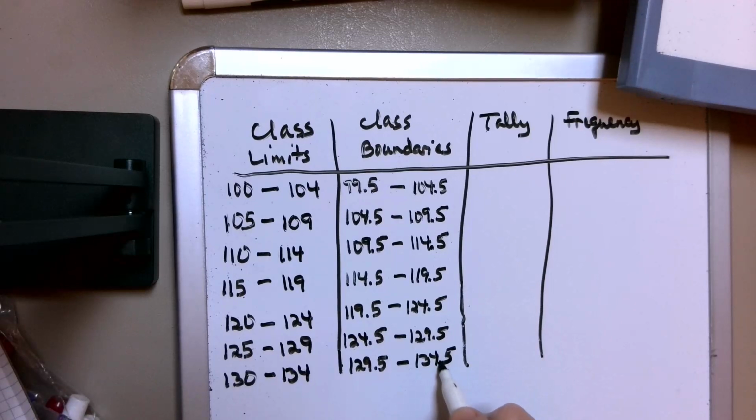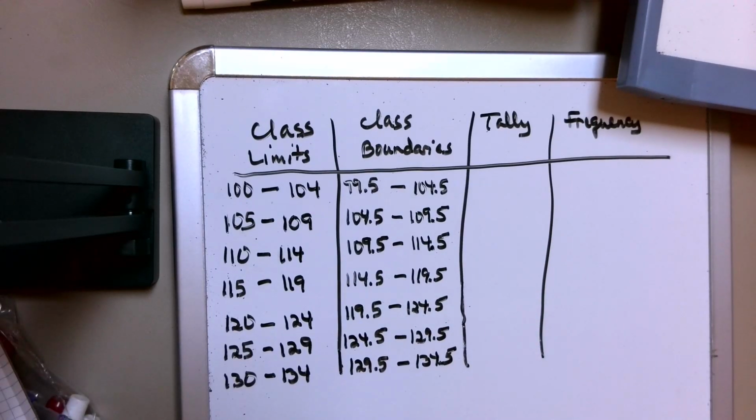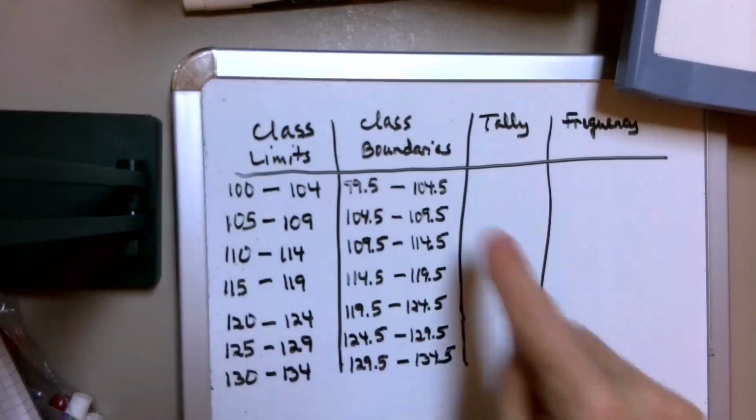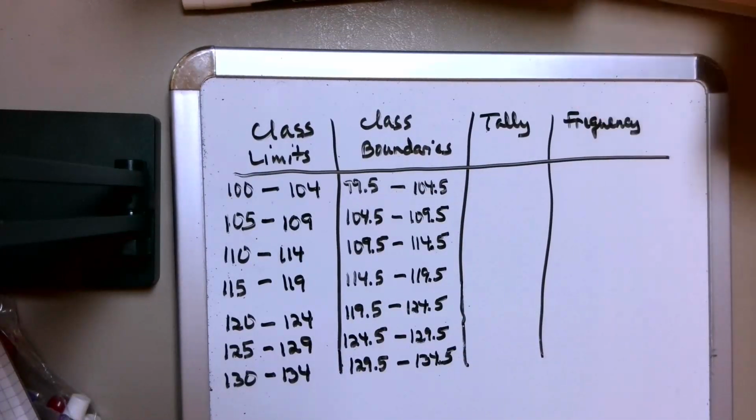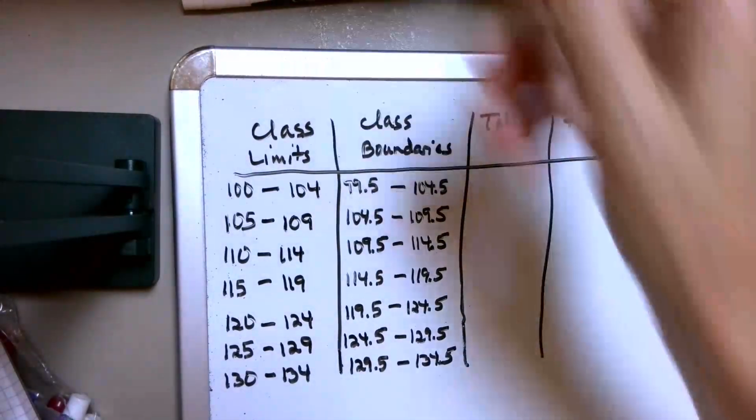Notice the class boundaries, they do overlap because they are used for our graphs. In our bar graphs, the bars should be touching, and in our line graphs, the lines should be continuous. So these class boundaries should overlap, and we'll use that for the graphs. And then we're going to do a tally.